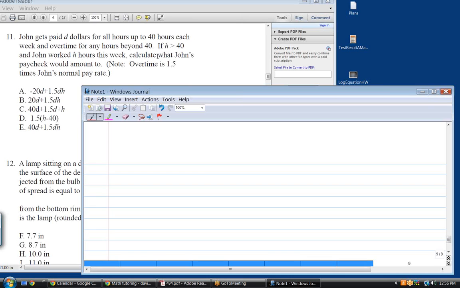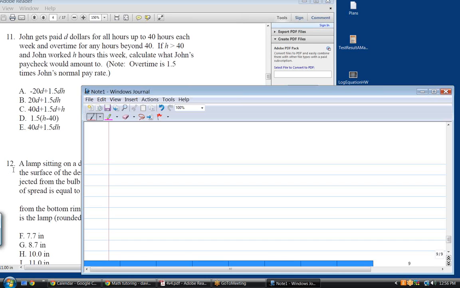and you can say, calculate what John's paycheck is. So they're giving you all of the conditions on how much he gets paid. And they want you to give them an expression which determines the dollar amount that that's going to be equal to, given a certain D and a certain H.